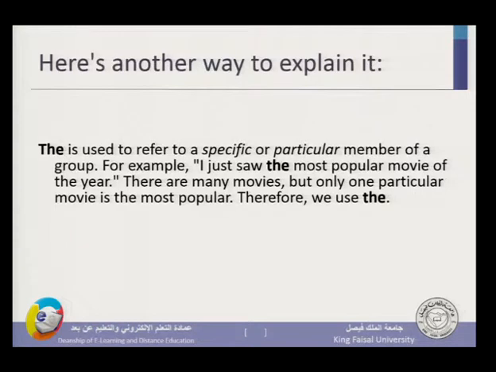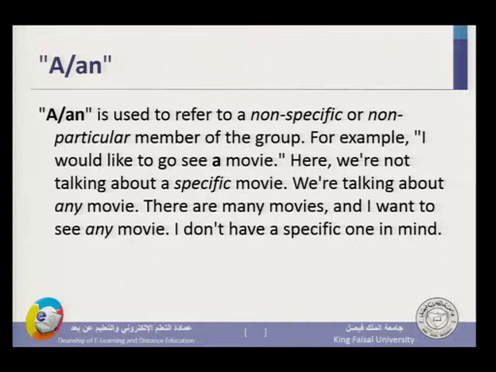The is used to refer to a specific or a particular member of a group. For example, I just saw the most popular movie of the year. There are so many movies. If I use the definite article the, I'm talking about a particular movie, not any movie. The thing that I have just talked about. A and an are used to refer to a non-specific or non-particular member of the group. For example, I would like to go to see a movie, any movie. I'm not talking about a specific movie, but if I say, oh, I'm going to see the movie you talked about, for example, I'm talking about a specific movie. And this is the difference between definite and indefinite articles.